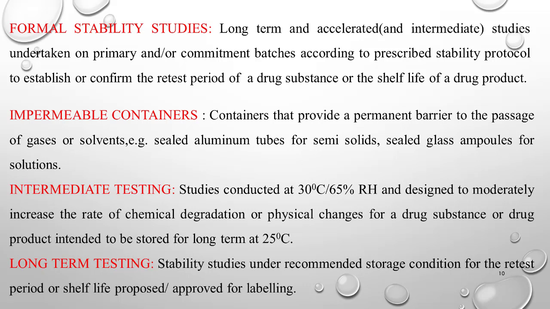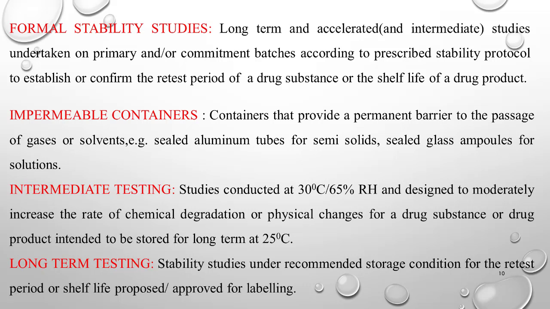Now we are going to see a few important terms which will be useful in the coming days. First one, formal stability studies. Formal means you need to include long-term, accelerated and intermediate studies undertaken on primary or commitment batches according to the prescribed stability protocol to establish or confirm the retest period of a drug substance or shelf life of a drug product. Formal stability studies can include long-term, accelerated, intermediate studies as per the prescribed protocol, mainly for the retest period for the drug substance and shelf life for the drug product. That is called formal stability studies.